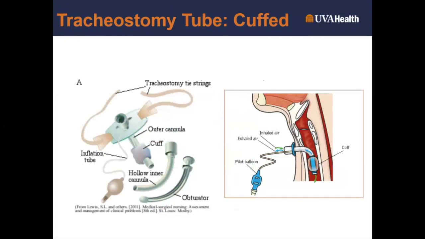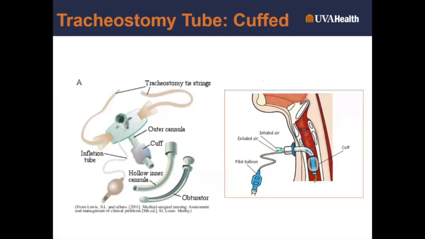This is an example of a cuffed trach. So similar to the picture that I showed you before, you have that pilot balloon there so you can see whether or not that cuff is inflated. Something that I want to point out to you guys is I want you to notice the pathway of the air when that cuff is inflated. The air goes in down the trachea into the lungs, and back up through the trachea into the tracheostomy tube itself, and back out. It's not making its way up into the mouth and the nose.